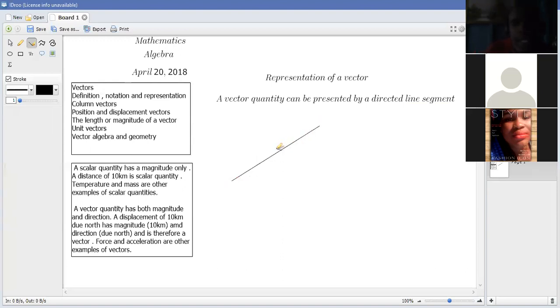But what makes it a directed line segment is the arrow. This arrow suggests that it's moving in this direction. If I drew it the other way, it would suggest it's moving in the other direction. Without this arrow, it cannot be called a directed line segment. But with the arrow there, it's called a directed line segment. Okay? Alright, so when you log back in, we'll continue on this.